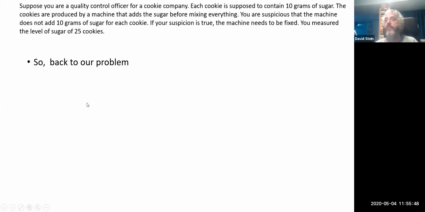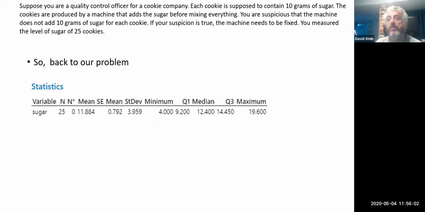So let's go back to our problem now. You remember we were talking about cookies, right? 10 grams of sugar is what the machine is supposed to do, and they have taken 25 cookies. Now let's do our work. I'm pulling this back up, because remember, this was our sample mean, and here was our sample standard deviation, 3.959. This is not sigma, this is S. This is the standard deviation of the sample, 3.959.